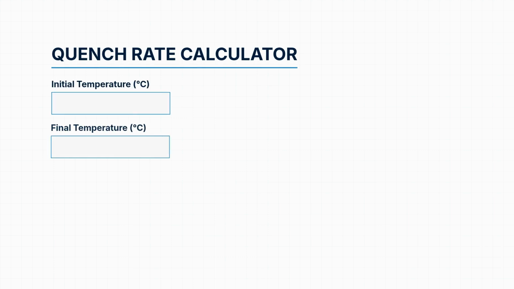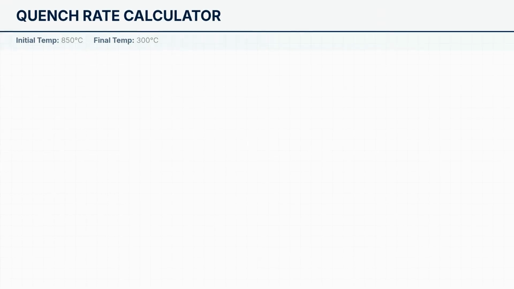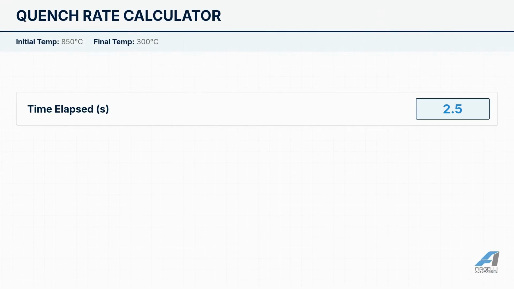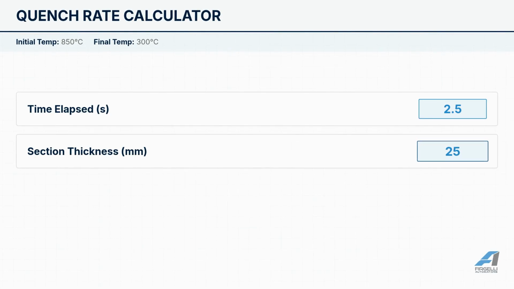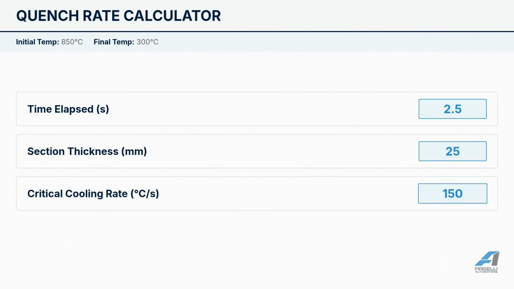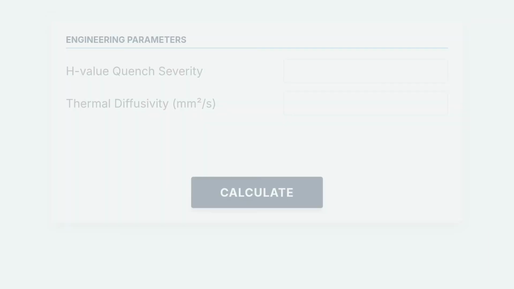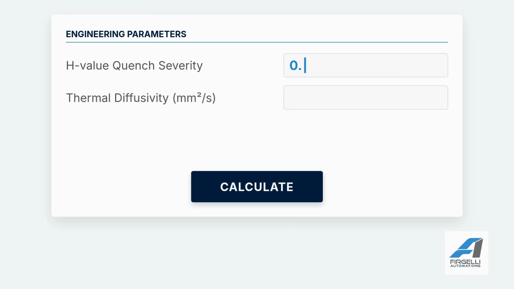Now enter your parameters. Initial temperature in degrees Celsius, I'm using 850. Final temperature in degrees Celsius, 300. Time elapsed in seconds, 2.5. Section thickness in millimeters, 25. Critical cooling rate in degrees Celsius per second, 150. H value quench severity, 0.5, and thermal diffusivity in square millimeters per second, 7.8.